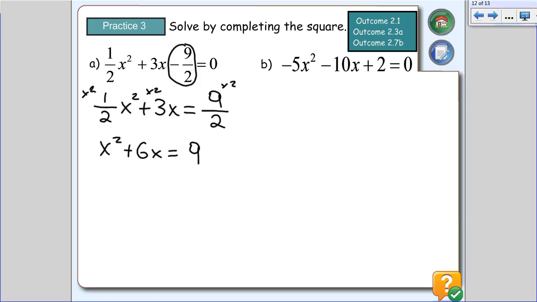What's my next step? C. Yep. I need to add a missing C value. So the very first thing you want to do is get just your x's on the left-hand side, everything else on the right-hand side, and your A value equal to 1. Once you've accomplished that, you can complete the square.